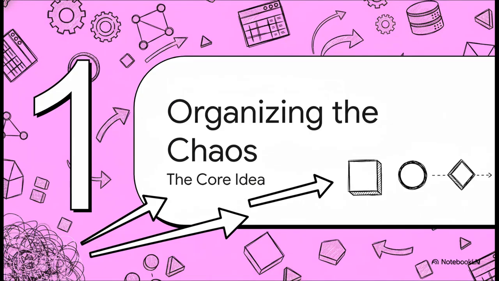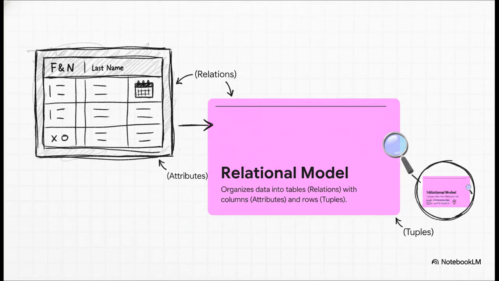Okay, so let's start at square one. How does this whole model actually take that messy pile of data and make sense of it? Turns out, it really just uses three simple building blocks. So here's the deal. Everything gets organized into tables. You can think of them like spreadsheets. In the fancy database world, they're called relations.